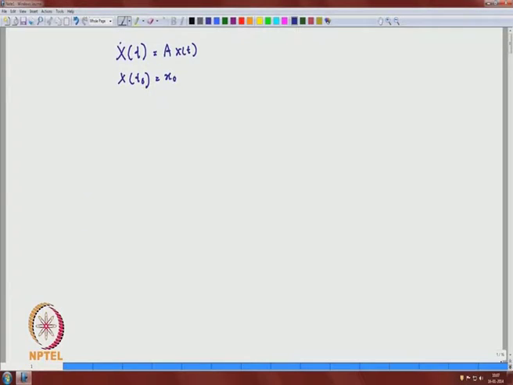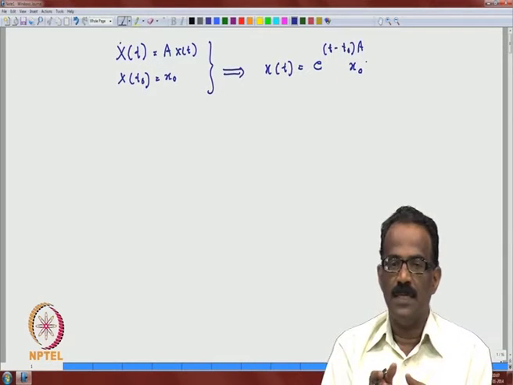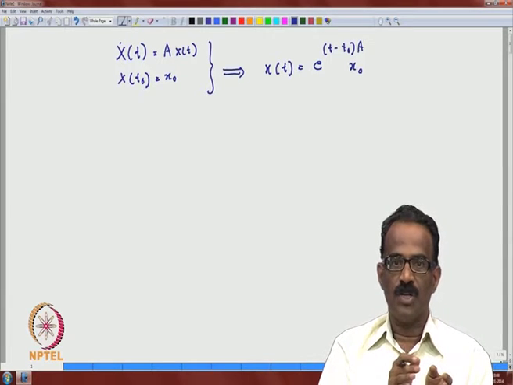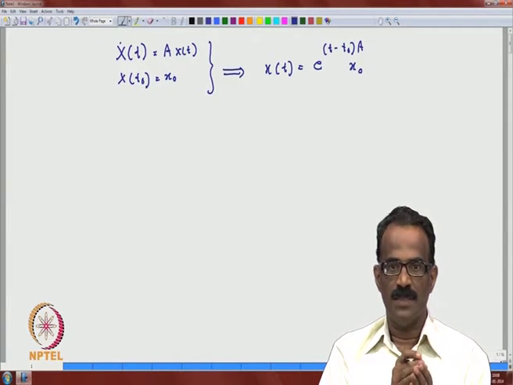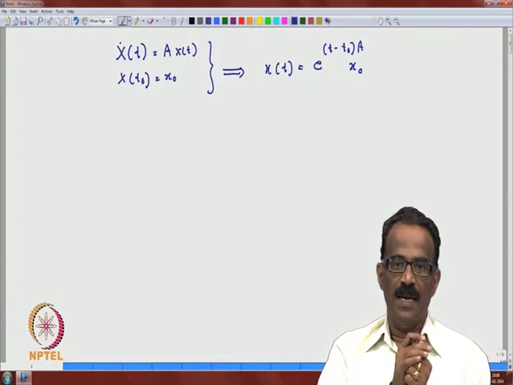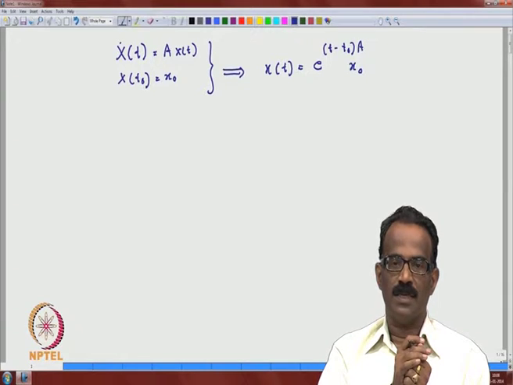x dot of t is equal to A x of t with x at t naught is equal to x naught, and this has a solution in the form of an exponential representation, and this is a unique solution given by e power (t minus t naught) A x naught. As I said, it has disadvantages. One is that computation of the exponential of a matrix is generally difficult, and secondly it does not reveal anything about the solution trajectories.